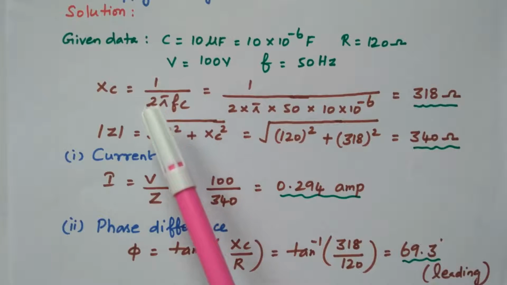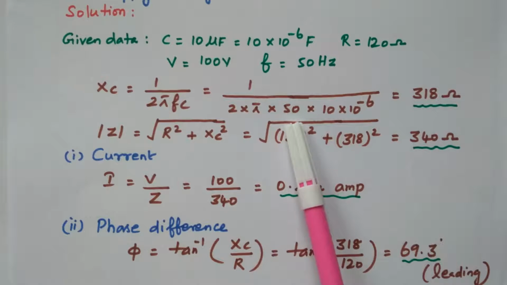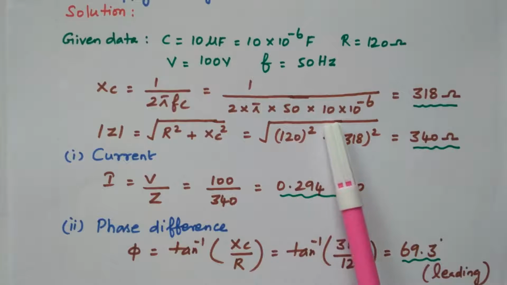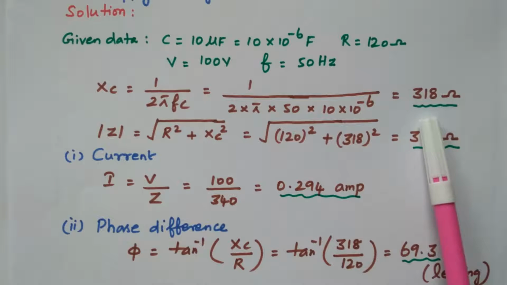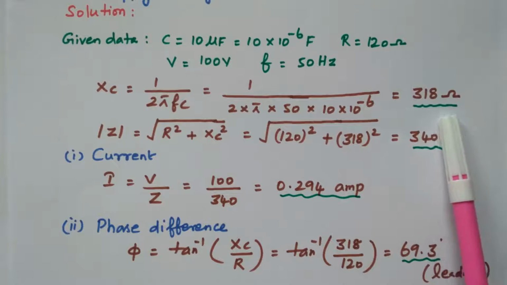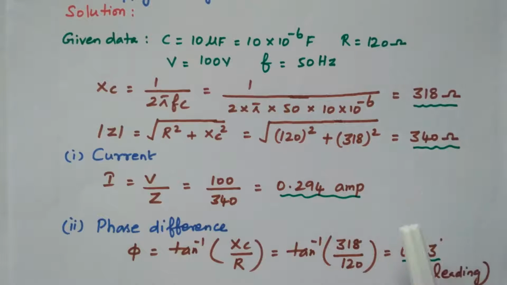Xc equal to 1 divided by 2 pi Fc. So substitute the values: 1 divided by 2 pi, the frequency is 50, the capacitor value is 10 into 10 to the power minus 6. So by simplifying this we got 318 ohm. The capacitive reactance is 318 ohm.